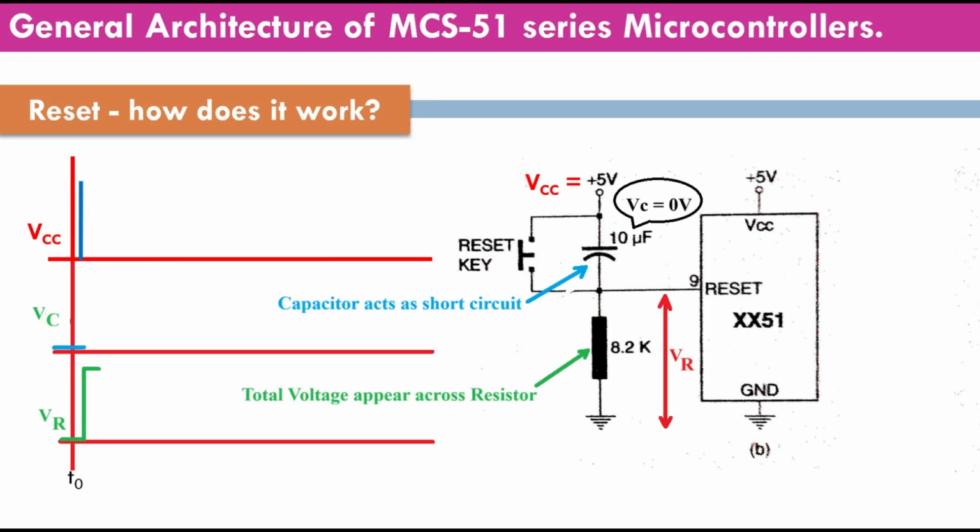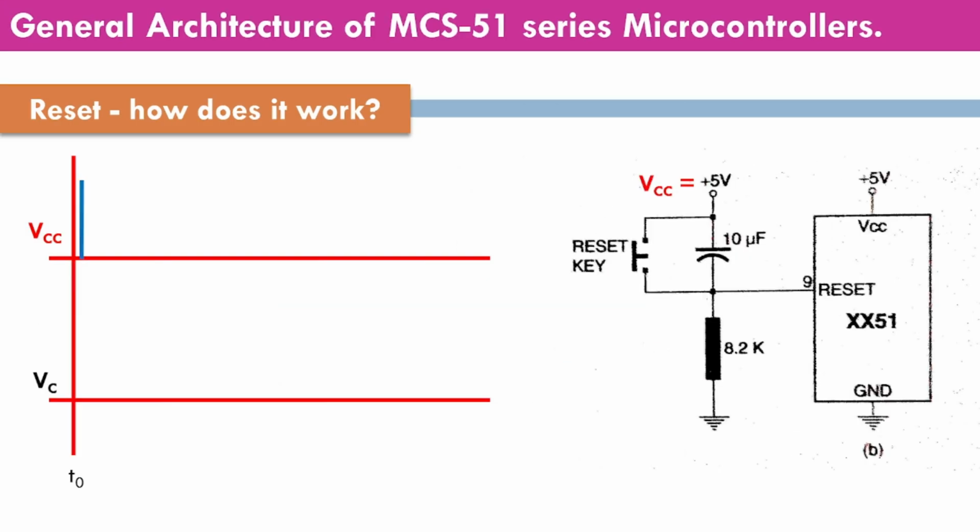In a DC circuit, an uncharged capacitor initially acts like a short circuit. Because of this, the entire plus 5 volts drops across the 8200 ohms resistor. This means the voltage at pin 9, the reset pin, immediately jumps to plus 5 volts, triggering the microcontroller's reset state. Now the charging phase, the reset delay.